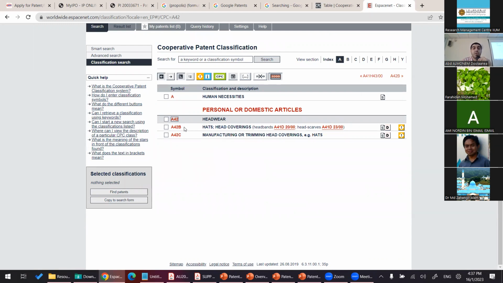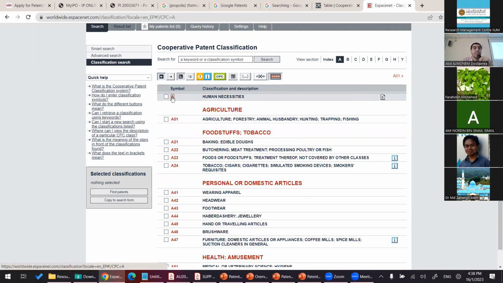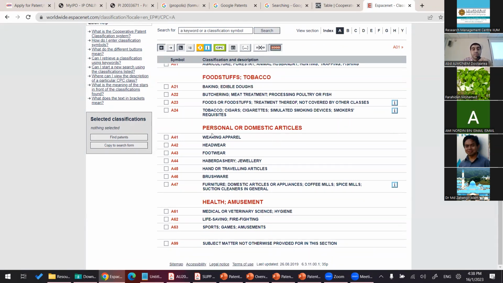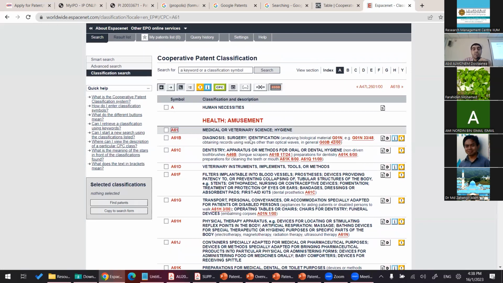So basically, if you are looking for this one, you just put this classification in your search. So it will look only at the patents in this field. So you will restrict a lot, and you are narrowing down your search. For example, you can browse until you reach personal domestic articles, and see which one we are under. Health, medical, science, hygiene is not here. Life saving, sports, no. Maybe medical or veterinary. So you find diagnostic, surgery, identification, dentistry, apparatus, this one, and so on.